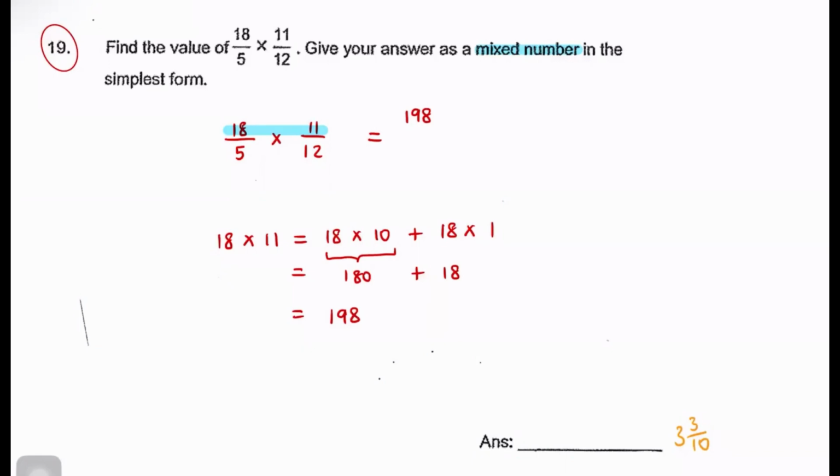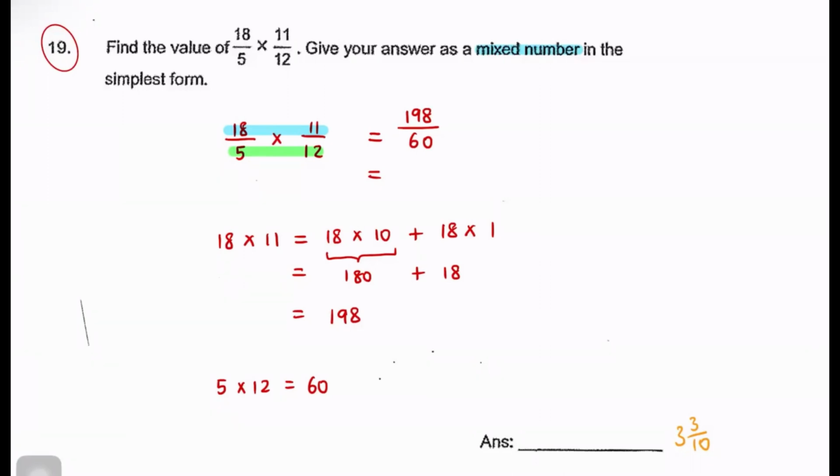Understand? Okay, now we do the denominator. 5 times 12. If you know your multiplication table well, you should know. What is 5 times 12? Yes, 60. So it is 198 over 60. Okay, let's find common factors. Or rather, if you think about it, 198 divided by 60. How many 60s can you fit inside 198?